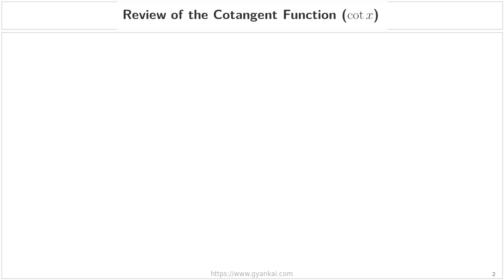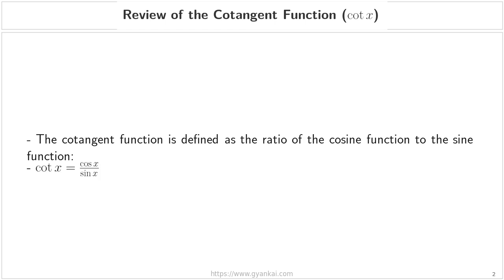Now, let's move to slide 2 and review the cotangent function. As I mentioned in the previous slide, before we can define the inverse, we must first have a clear understanding of how the original function behaves. First, let's look at the definition. The cotangent function is defined as the ratio of the cosine function to the sine function. In other words, cotangent of x equals cosine of x divided by sine of x.